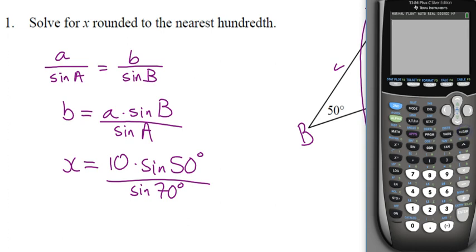Okay, so we want 10 sine 50, close bracket, divided by sine 70, close bracket to make it look nice for the video recording. If you don't close it, it's fine. It'll still work it out. It'll throw one in. And hit enter. And we get, solved to the nearest hundredth, 8.15.